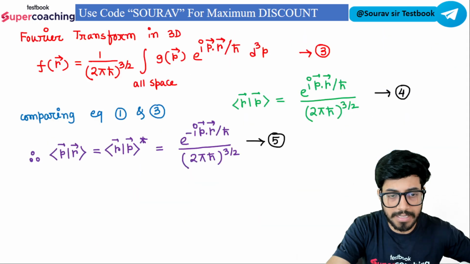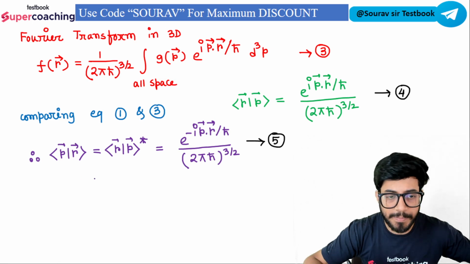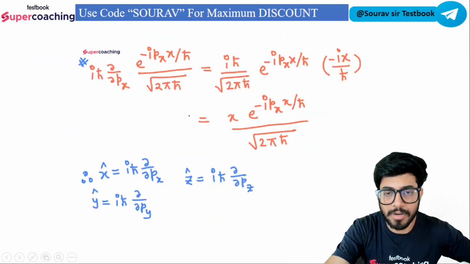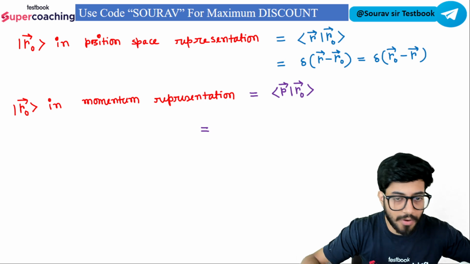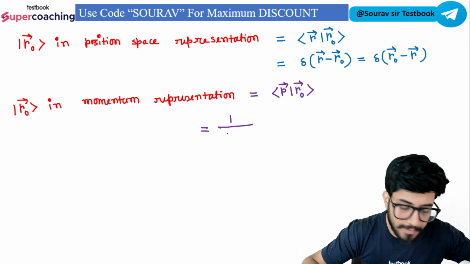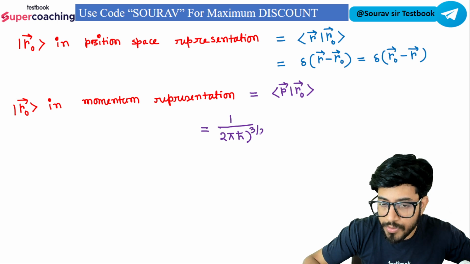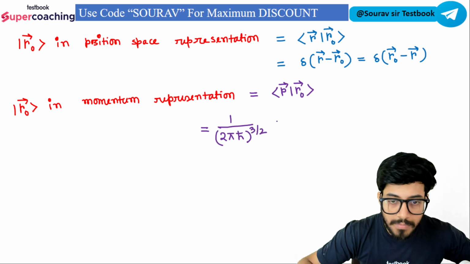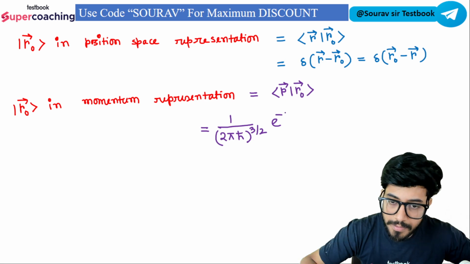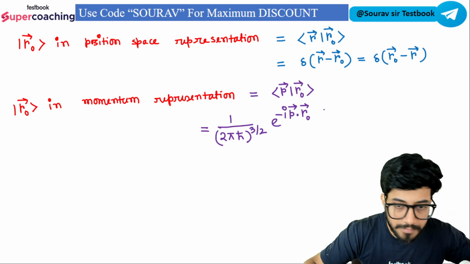that we have related these two things by Fourier transformation, and from which you know this formula that RP का फॉर्मूला ये आता है, PR का फॉर्मूला ये आता है. गुड. तो हमें क्या चाहिए? हमें चाहिए PR नॉट का इनर प्रोडक्ट, सो इट शुड बी 1 divided by 2 pi h cut to the power of 3 by 2 e to the power of negative I P dot R naught by h naught.